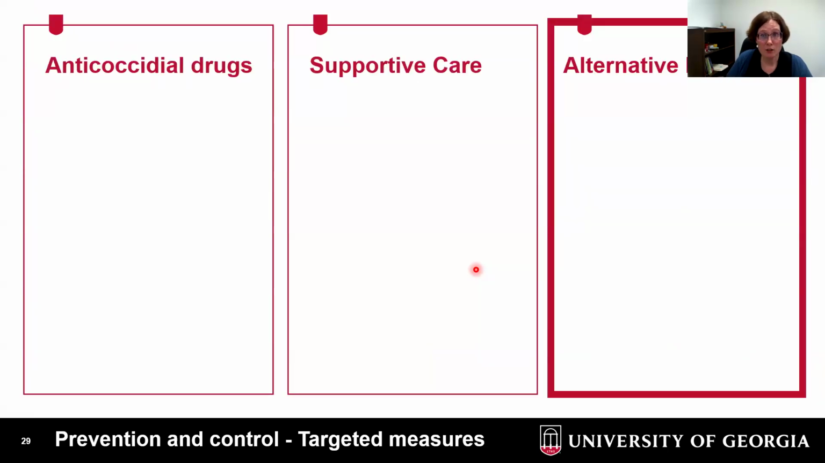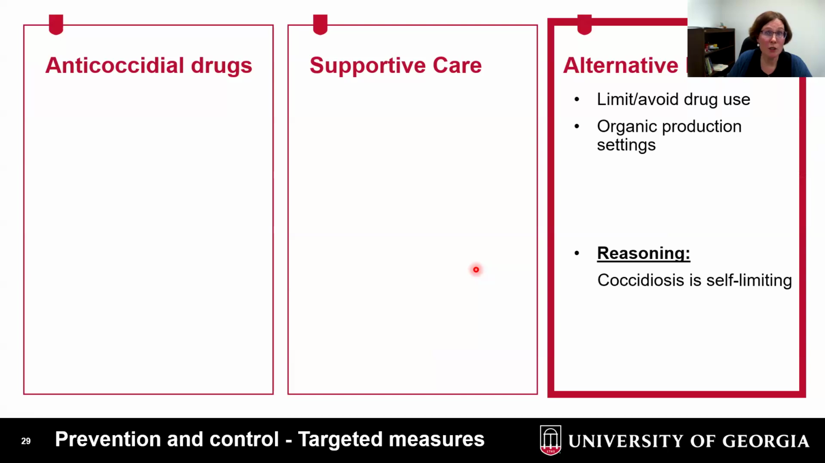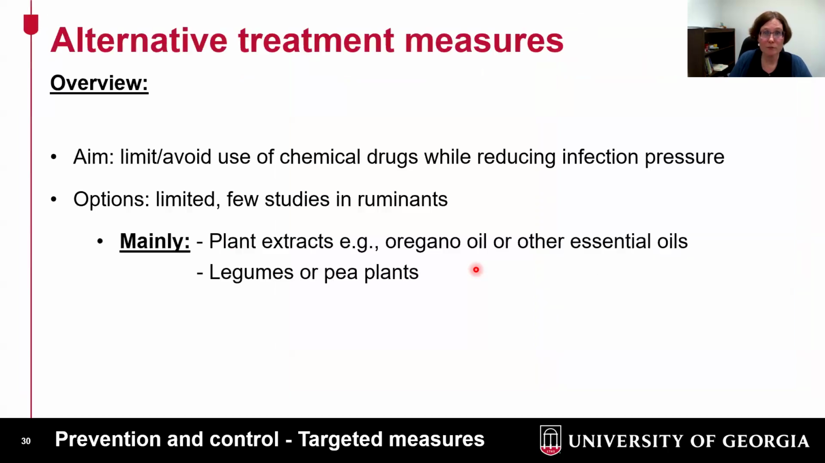So that leaves us with alternative measures. Those are usually aiming at limiting or avoiding drug use. They can be very handy in organic production settings where we are not allowed or supposed to use anticoccidial drugs that are antiparasitics. And the idea is that coccidiosis is self-limiting. Once they go through the life cycle, that will stop. So we have pretty good chances if we support the animal over that limited period of time that we have the internal development.